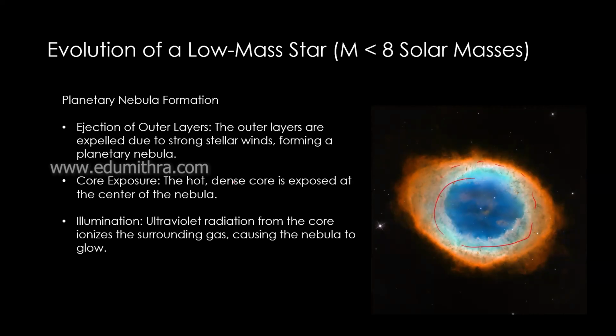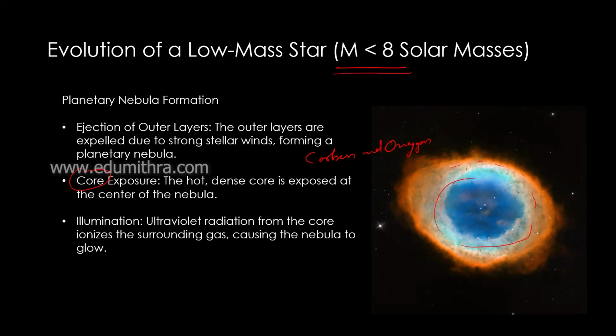Even though the outer layers expand, the core actually remains. What was the core? The carbon and oxygen core. That core will remain like that because there is no fusion happening there. Note that this is for stars which have a mass less than 8 solar masses. From the giant phase, this planetary nebula stage happens for sun-like stars. It is not for heavy stars or massive stars.